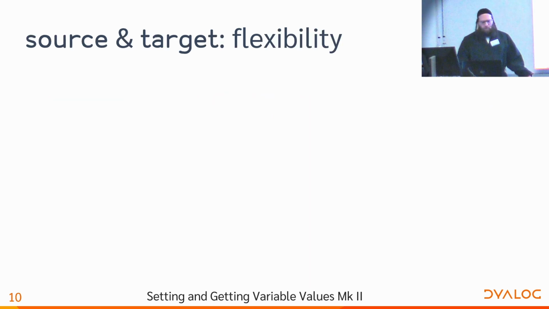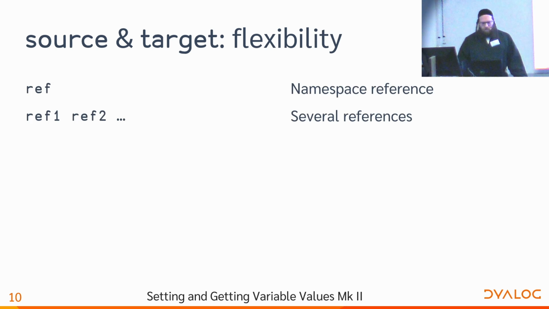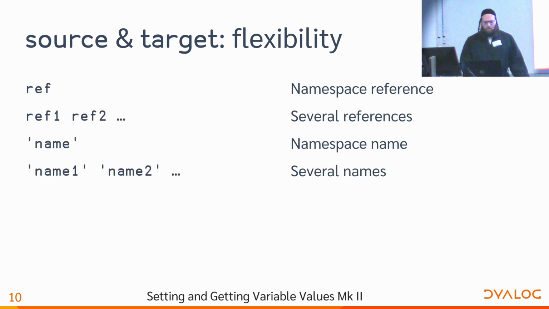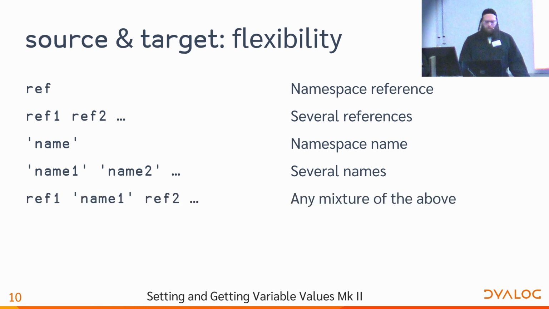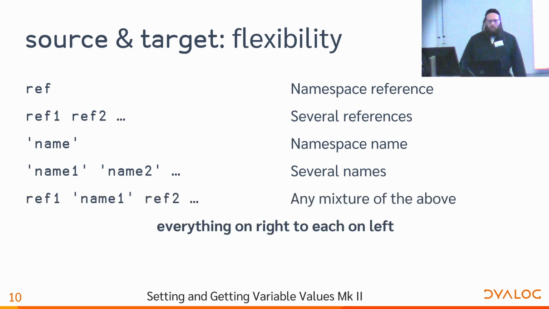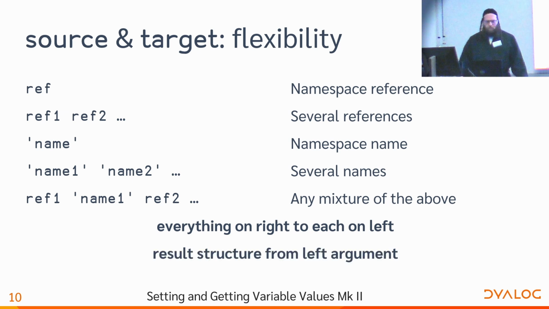The left argument to all these functions are either references, either one or multiple, or names, or one name, or a mixture, anything goes. Simple rule, if you specify multiple namespaces, we'll just do it in every one of them. And if we are getting values, the result as well, when we get references to namespaces that we changed, is whatever structure you gave.